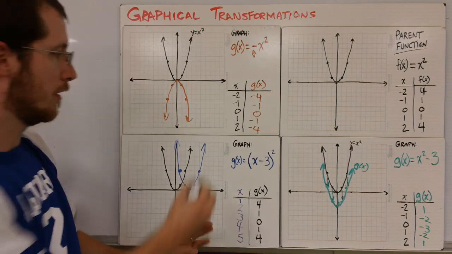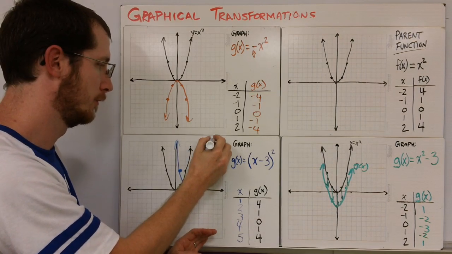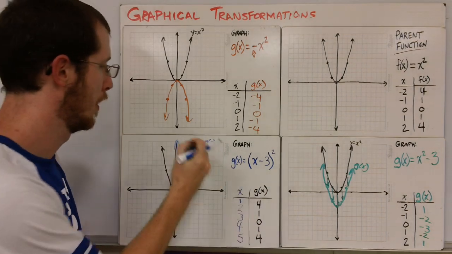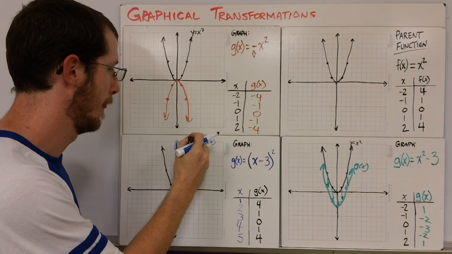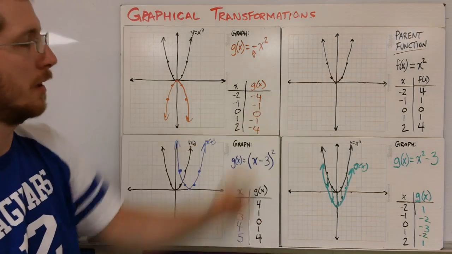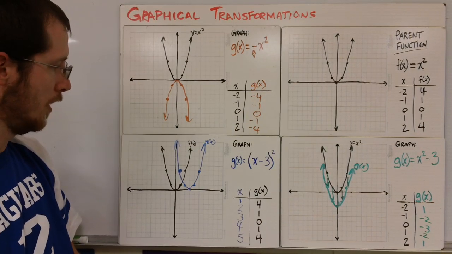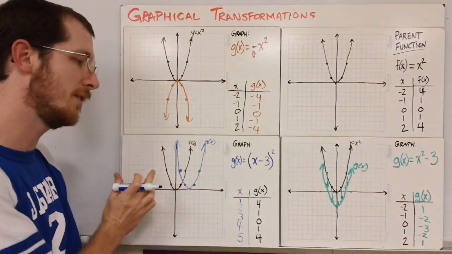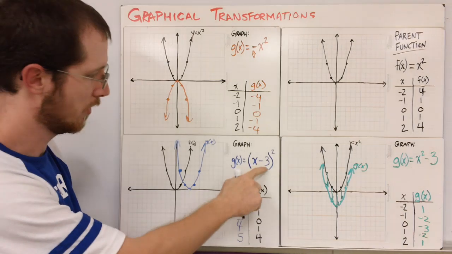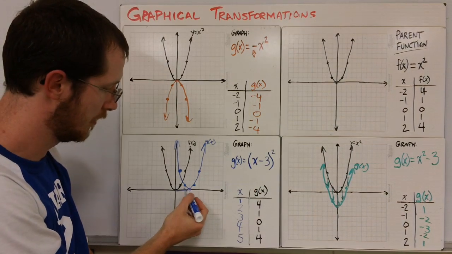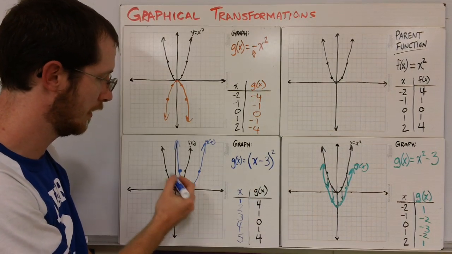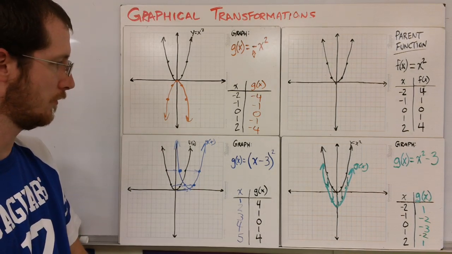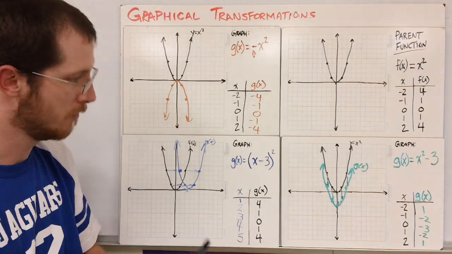Okay, looking at our g of x. This is our f of x, or our parent function. Same size, same shape, same orientation, but the location shifted to the right 3 units. So each of these points shifted right 3 units.